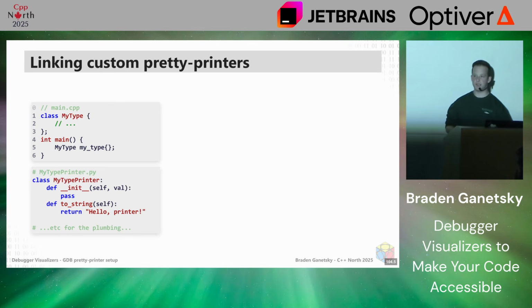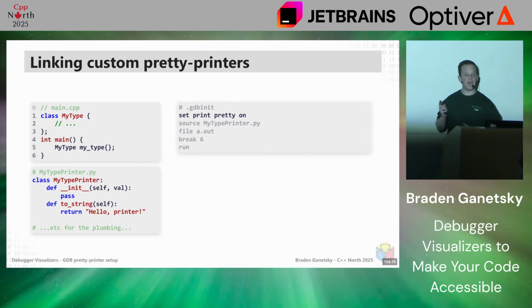Here is a pretty printer. This is the most basic pretty printer that you can make. You have a class. You have your constructor. Your constructor does nothing. And then you have a toString function which returns some sort of string. Okay. I'm assuming everyone in the room is at least somewhat familiar with Python, given that it's kind of a lingua franca of scripting these days. Does anyone have a problem with this code here? Cool. Just making sure. I'm going to add a few things to gdbinit. I will set pretty print on.